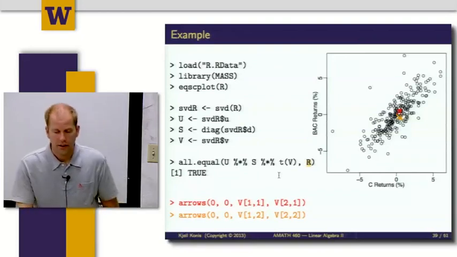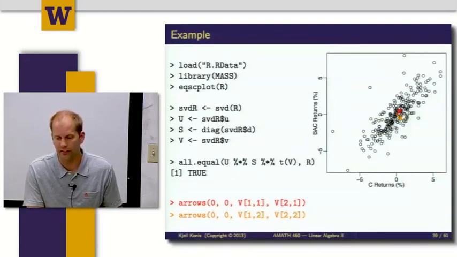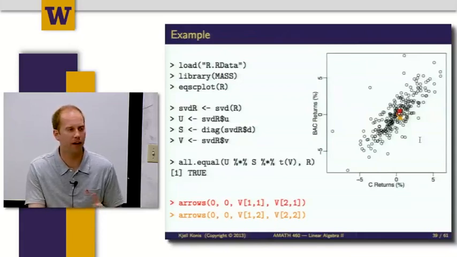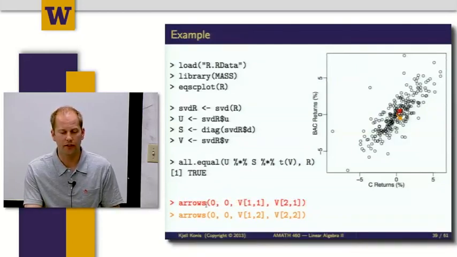And then what I want to do is look at the right singular vectors, which are in V. It's kind of hard to see because they're short here, but there's a red vector pointing up at about 45 degrees, and then an orange vector pointing down and right at about negative 45 degrees. What I've done is plot, so arrows draws an arrow on a plot. The red arrow goes from 0, 0, from the origin, to the first singular vector. So that's how you would draw the first singular vector. And the orange is the second singular vector.